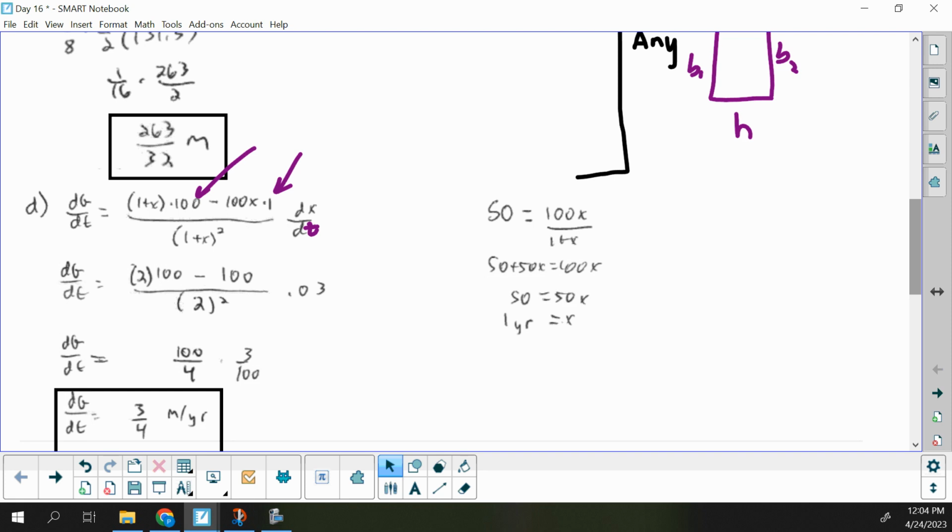So dx dt they told us was 0.03. We had to find x though by putting in 50 for g in the original equation. That's over here. When you cross multiply and solve, you get 1 for x. So fill in the 1 for x. You got the 0.03 for dg dt. And I switched the 0.03 to 3/100ths just so it's easier to work with without a calculator. Eventually you get 3/4 meters per year. Technically, anything from here on down would be full credit as long as you have your meters per year as your units.